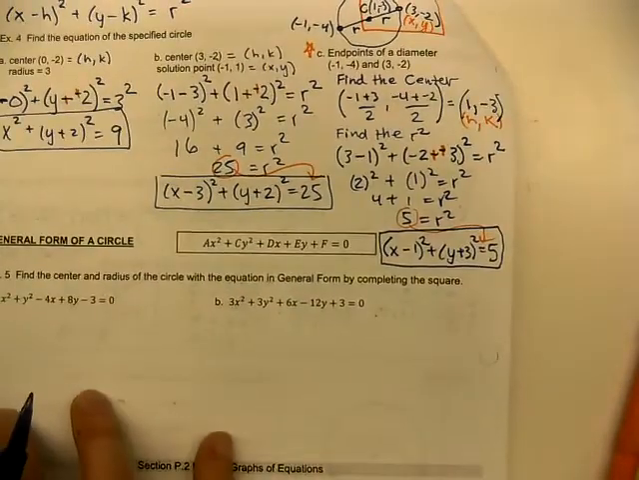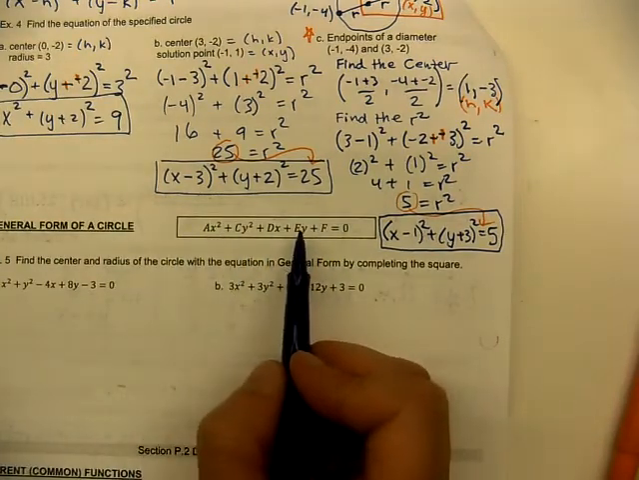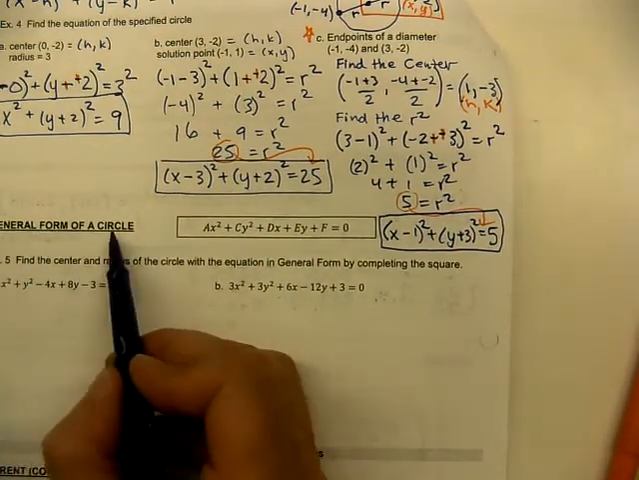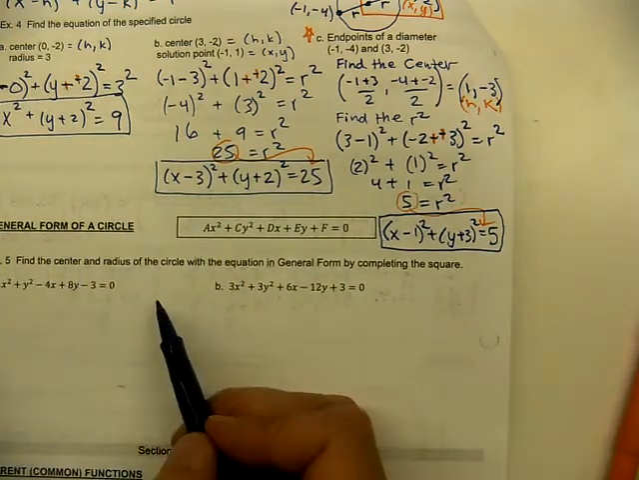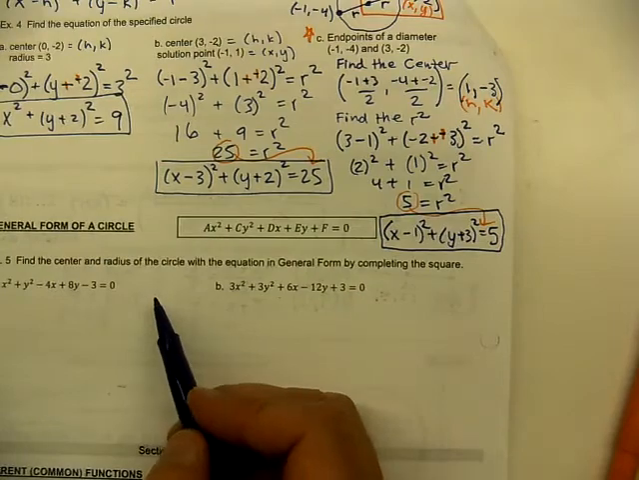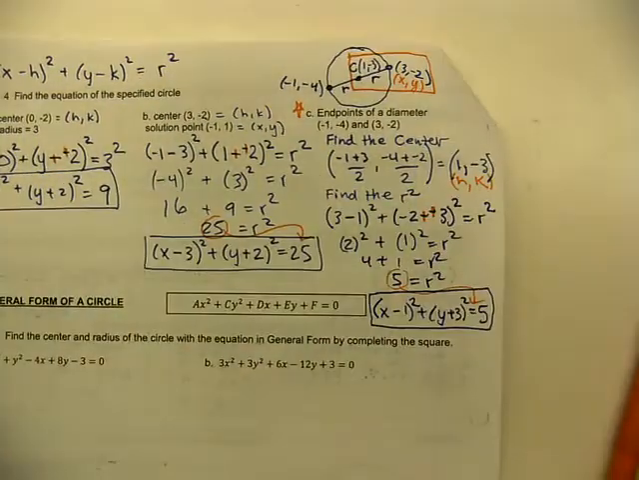Now, what you see down here in the next example, this is another type of equation. Our book calls it the general form of a circle, which we're actually going to cover in our chapter on conic sections. So for now, we'll just skip this. We're good with this set of information up through example 4.